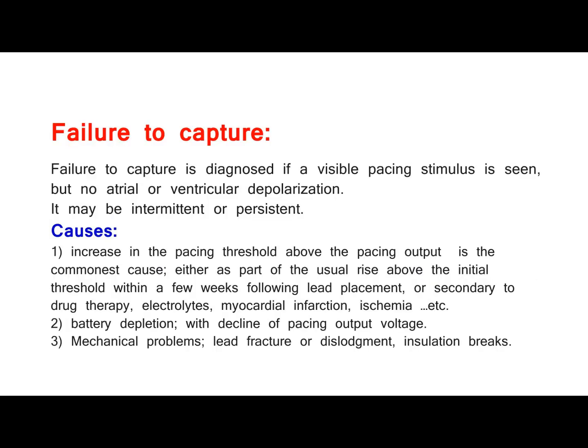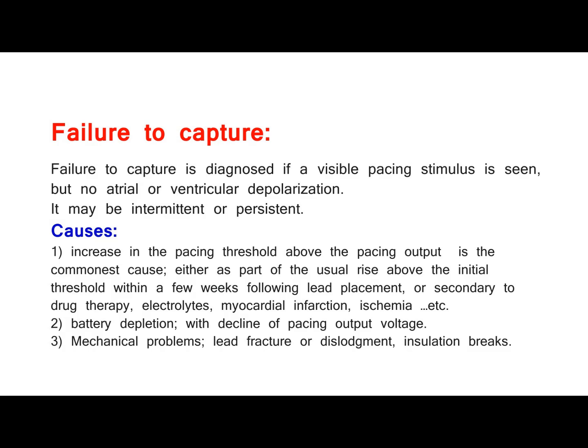Failure to capture. Failure to capture is diagnosed if a visible pacing stimulus is seen, but no atrial or ventricular depolarization. It may be intermittent or persistent. Causes: 1. Increase in the pacing threshold above the pacing output is the commonest cause, either as part of the usual rise above the initial threshold within a few weeks following lead placement, or secondary to drug therapy, electrolytes, myocardial infarction, ischemia, etc. 2. Battery depletion, with decline of pacing output voltage.